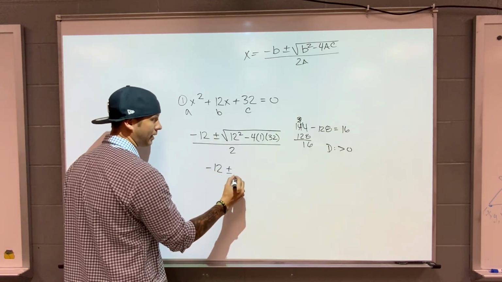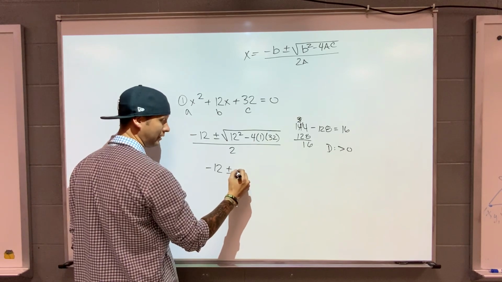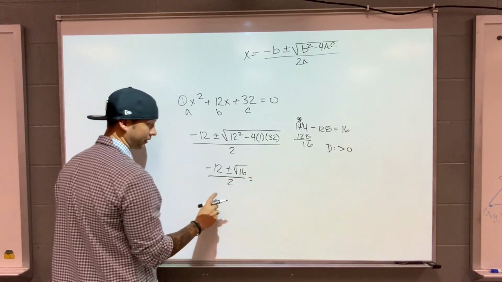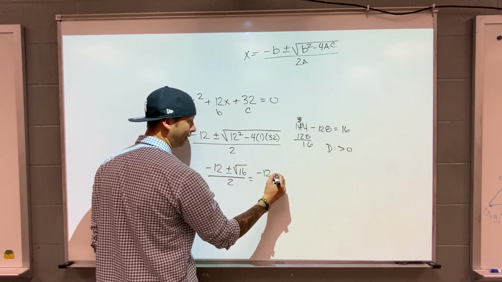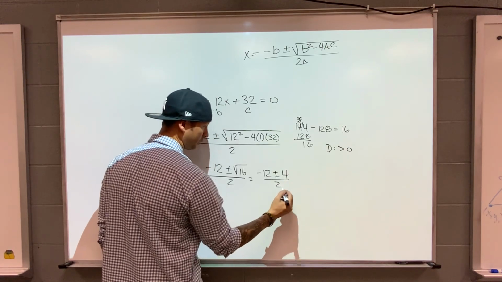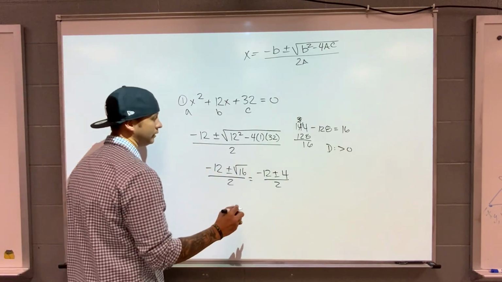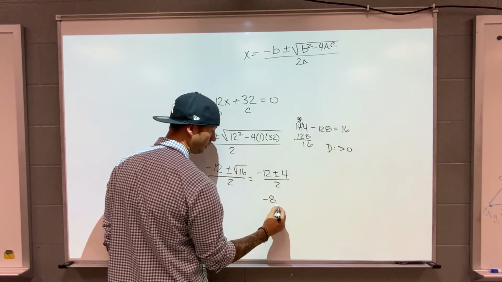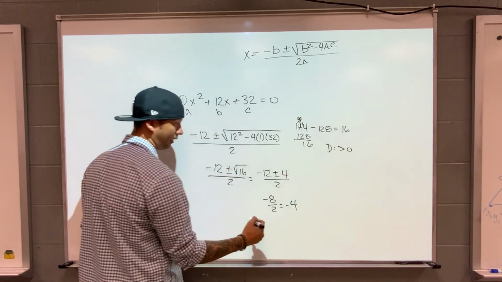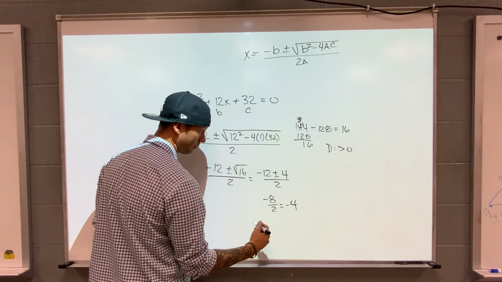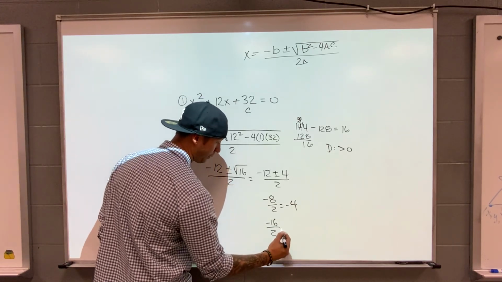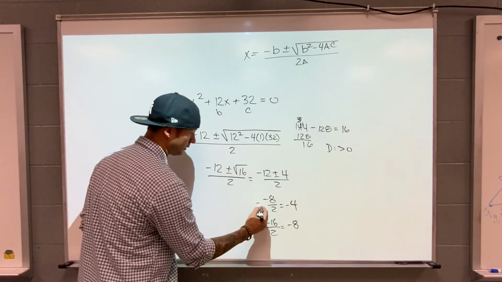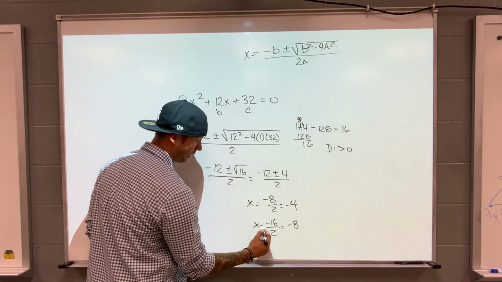So negative 12 plus or minus the square root of 16, which is nice because that's a perfect square. So negative 12 plus or minus 4 over 2. Negative 12 plus 4 would be negative 8, divided by 2, it's negative 4. And negative 12 minus 4 would be negative 16, again divided by 2, that's negative 8. So my two answers are x equals negative 4 and x equals negative 8.